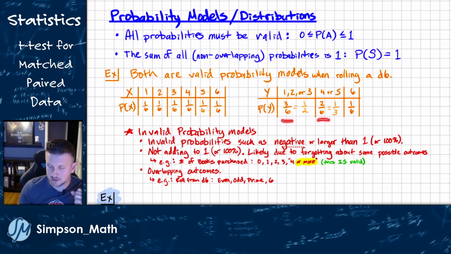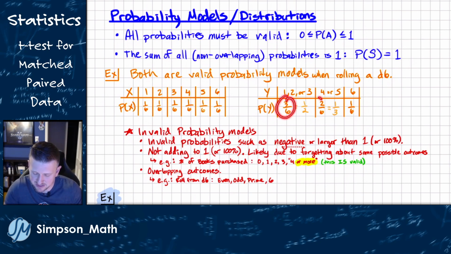Personally, when I'm working with probability models, especially in later topics, I usually won't reduce unless I have to, unless I'm told to. I don't like reducing things because it just makes the math a little bit messier, and it's nice to see that I can clearly add that up and get 6/6.